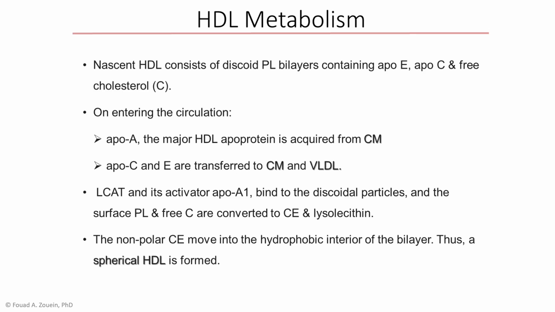Nascent HDL itself consists of discoid phospholipid bilayers. It contains ApoE, ApoC, and free cholesterol. Now, once they enter the circulation, they acquire ApoA from the chylomicron. We did say that already, and ApoA is a major structural HDL apoprotein, and they give away ApoC and ApoE to CM and VLDL, which are very important for their own metabolism as well.